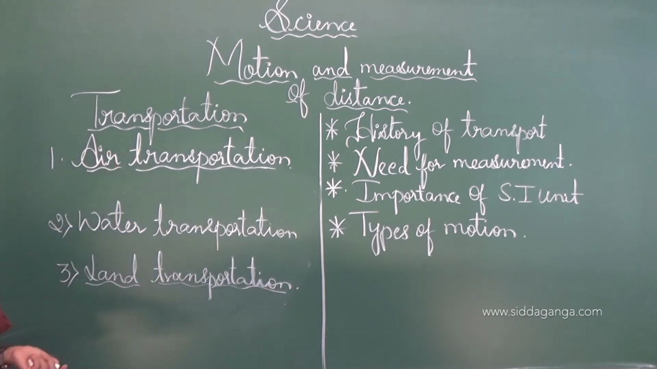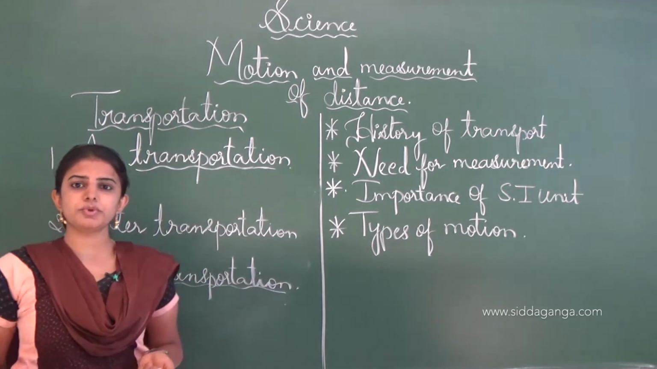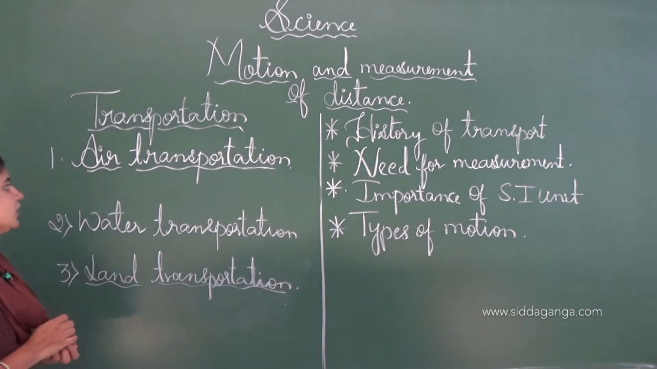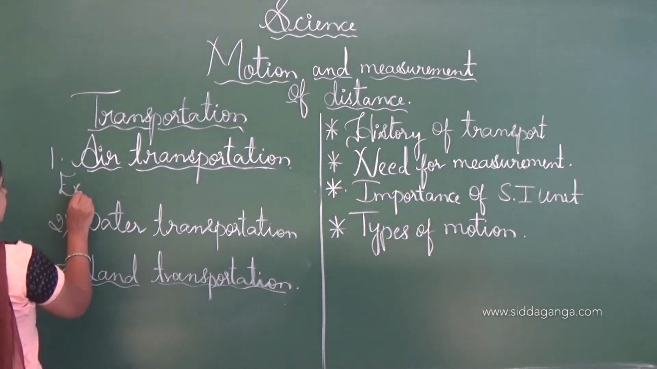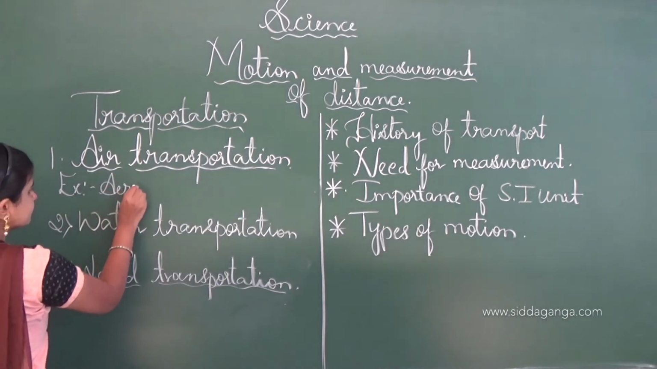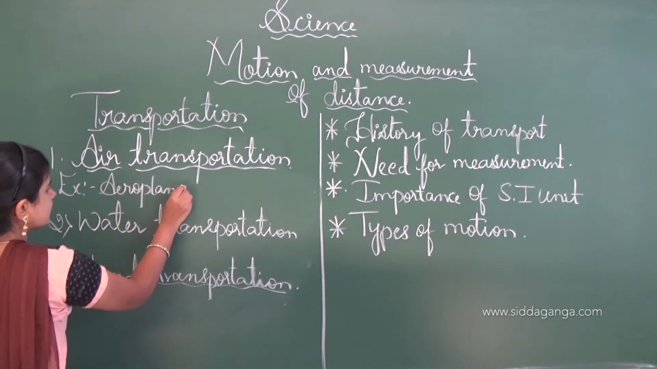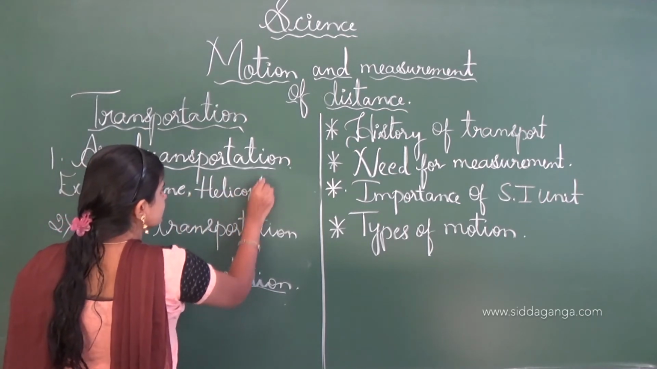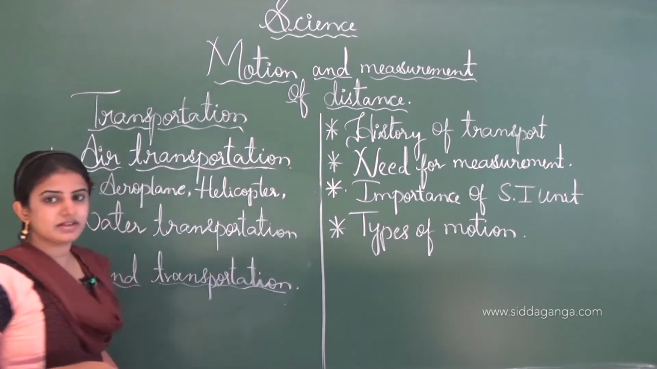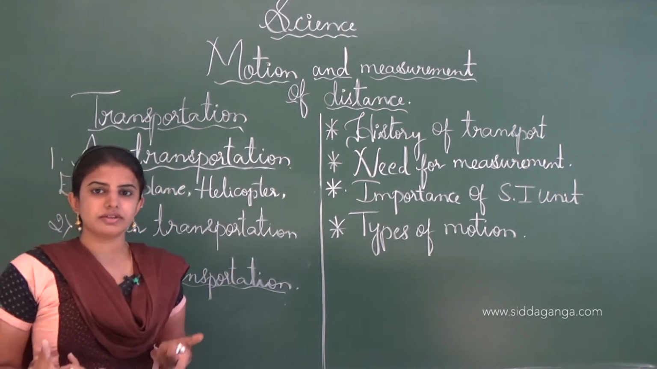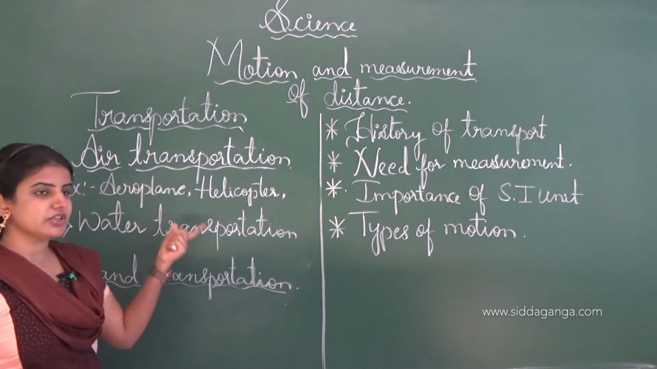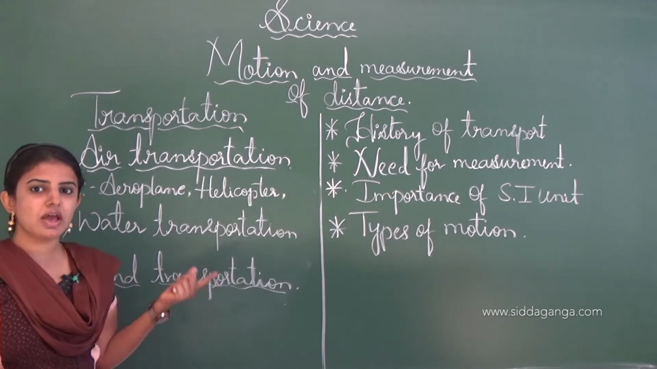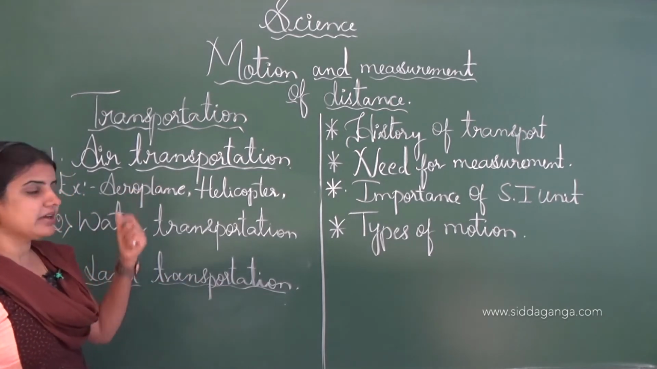See, as the name indicates, those transportation which fly in the air is called air transportation. Usually the examples of air transportation are aeroplane, helicopter, glider and hot air balloon. These are a few examples of air transportation where people as well as goods are transported from one place to another through the air.